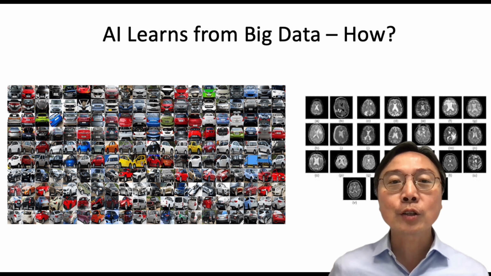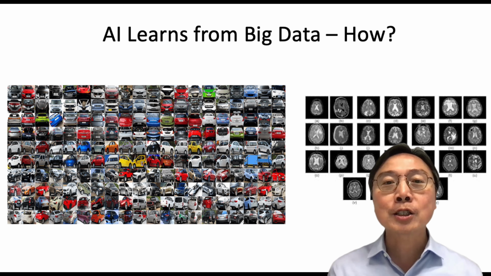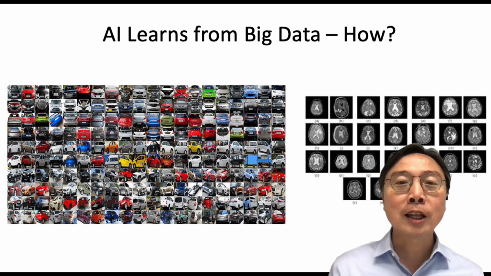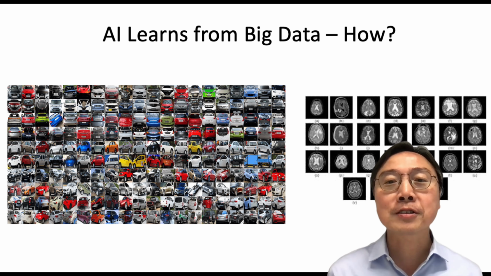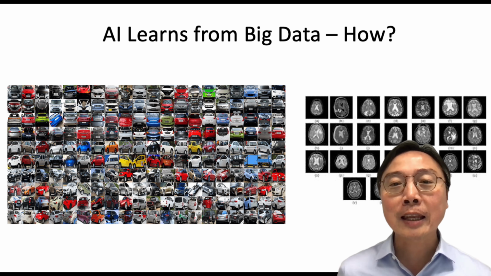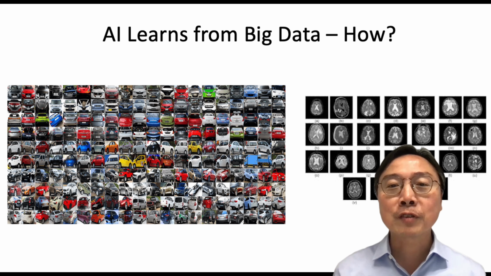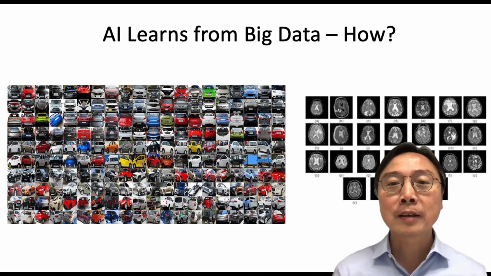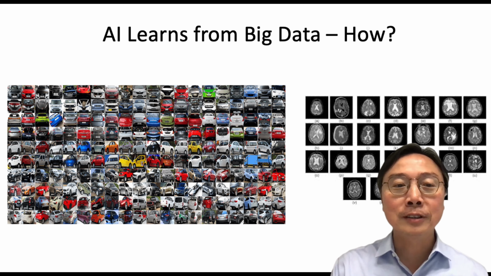So in order to do all this, AI systems these days try to make use of big data. To better recognize cars, they use lots of images of different cars. In order to analyze the medical images, they also need to have the images from different patients, so that the system can make use of all these patients' records to help a new patient.